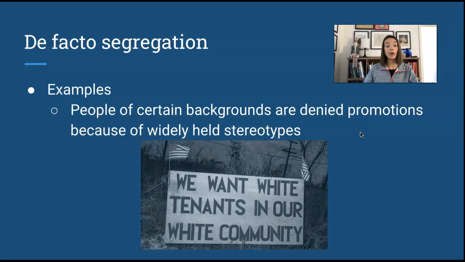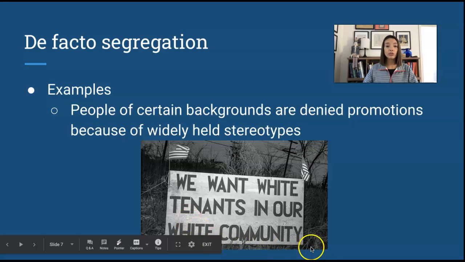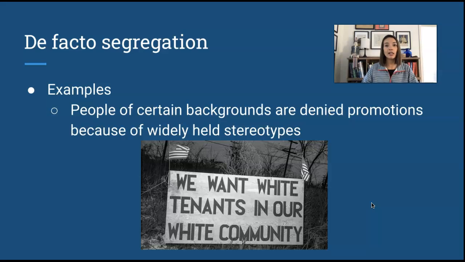I'll give you a modern day example in just a second. This was the same photograph that was on the introduction to subjugation, which is what de facto and de jure fall under. And it says, we want white tenants in our white community. So this actually comes from after World War II, Japanese Americans trying to come back into society because they were really removed from U.S. society because of racism and prejudice.